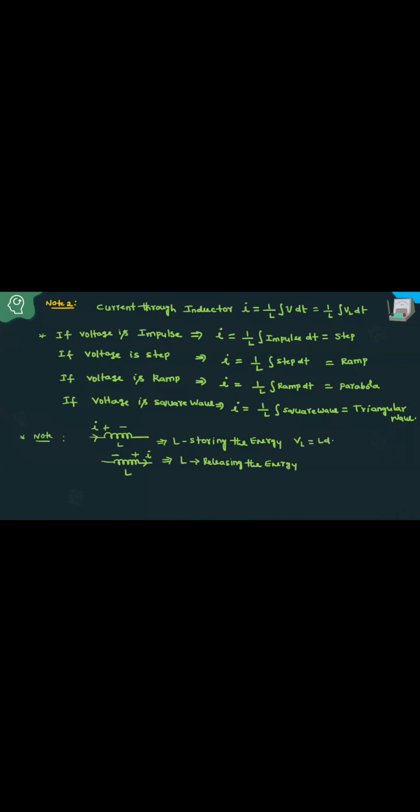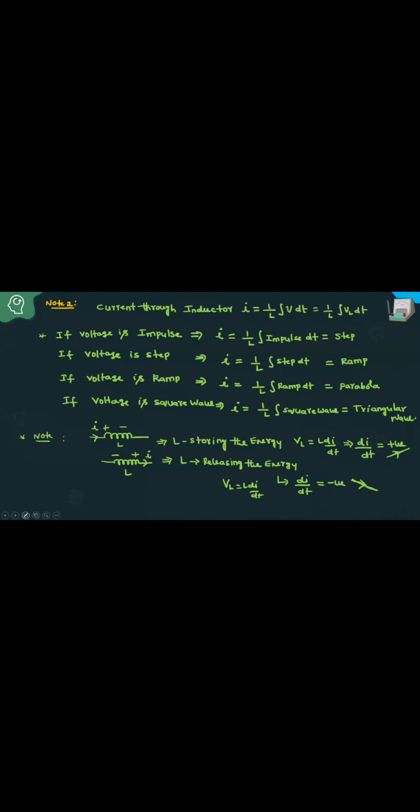VL equal to L into di by dt. If L is storing the energy, di by dt is positive. The slope is positive. The rate of change of current is positive. If L is releasing the energy, what is the di by dt? VL equal to L into di by dt, then di by dt is negative. That is falling slope. Releasing the energy is a falling slope. Storing the energy, rising slope. All these observations are important. This is one direction. This is opposite direction. L releasing the energy.